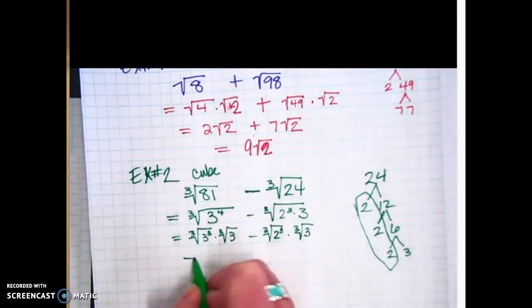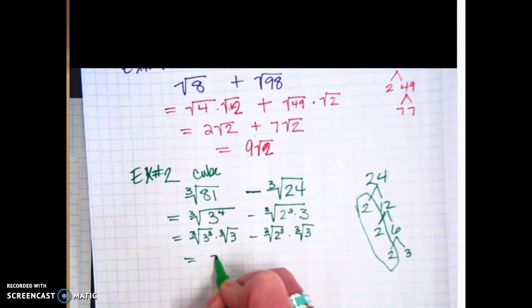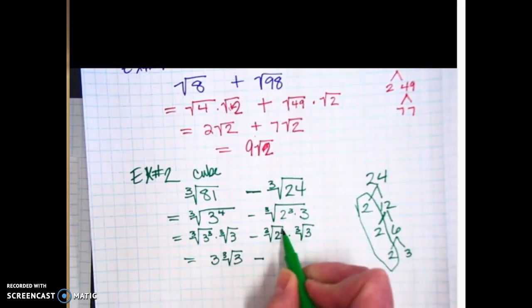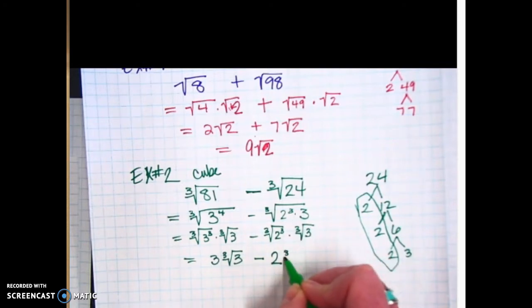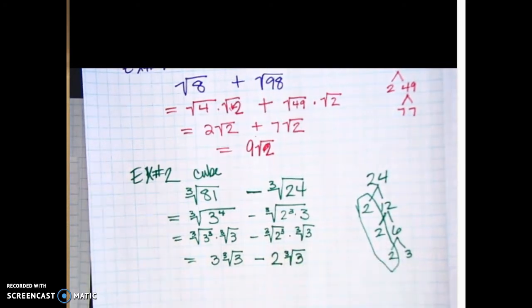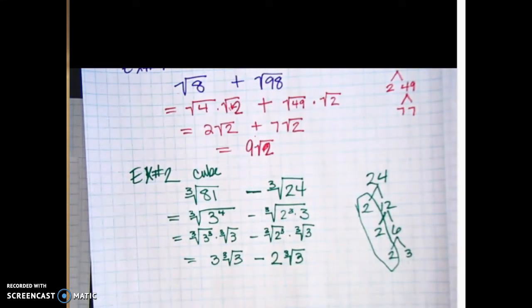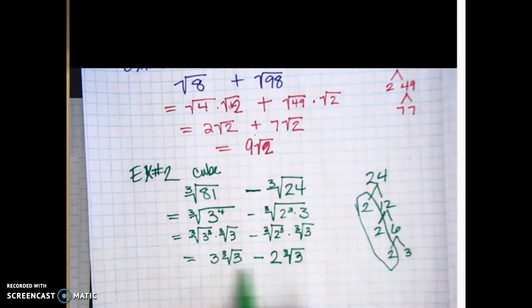All right, so let's see what this simplifies. Cube root of 3 to the third is just 3. So we have 3 cube root of 3 minus, then the cube root of 2 to the third is 2, cube root of 3. Now our index matched from the beginning, but now the number underneath our sign matches, okay? So now they're like terms, right? So now we can just add or subtract the coefficients.